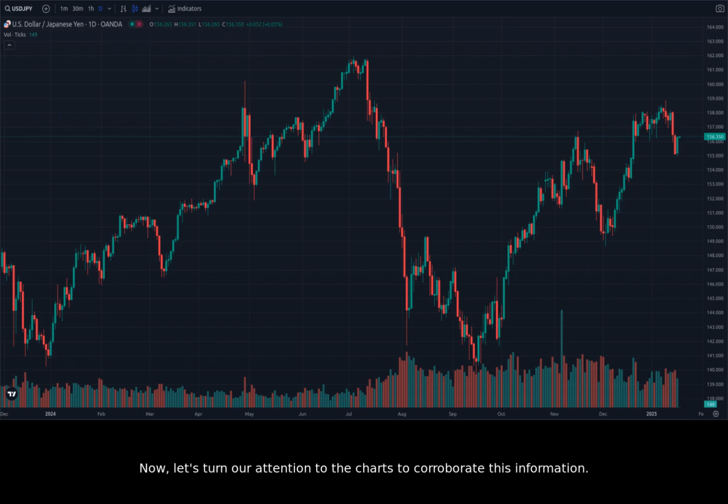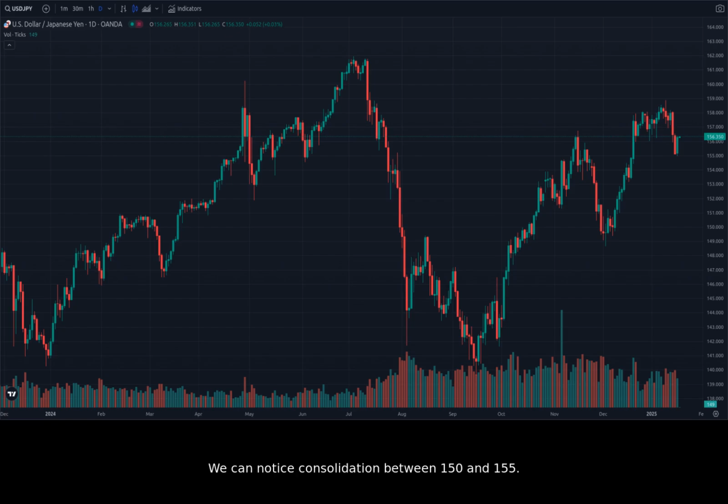Now, let's turn our attention to the charts to corroborate this information. Here is the one-day candlestick chart for USDJPY. We observe a recent upward trend, aligning with the recent price increase. Notice the significant price swing with high volume over the last few days. Notice the 147 support from earlier this year. The recent upward momentum seems to be a temporary trend.